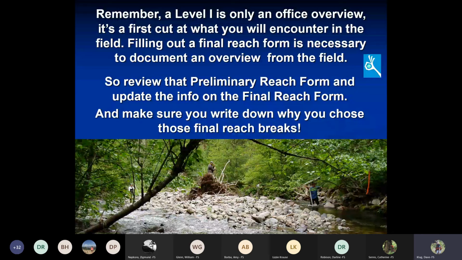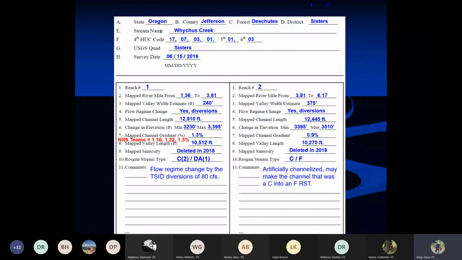That was one of the biggest struggles I had as a stream survey, aquatic inventory lead with my surveyors back in the 90s. They would take the data and come back with final reach forms with nothing in comments about why they broke the reaches. So I'd have to pry that out of them and sometimes write that in myself. In this case, I just wanted to show you an example of what I filled out for White Juice Creek back in 2016.